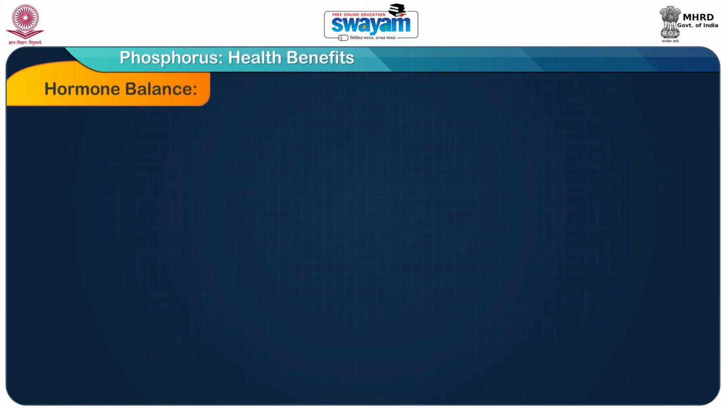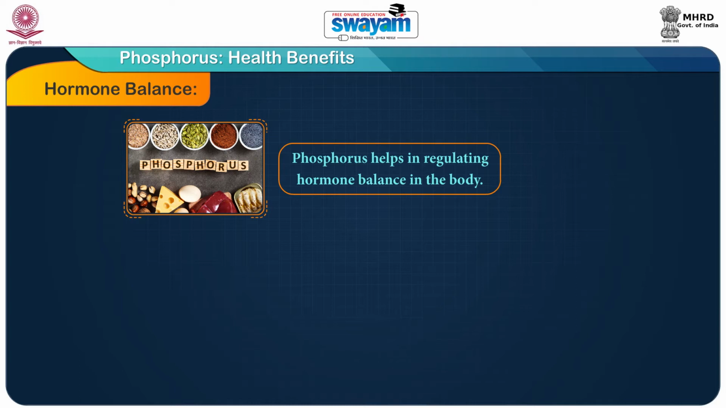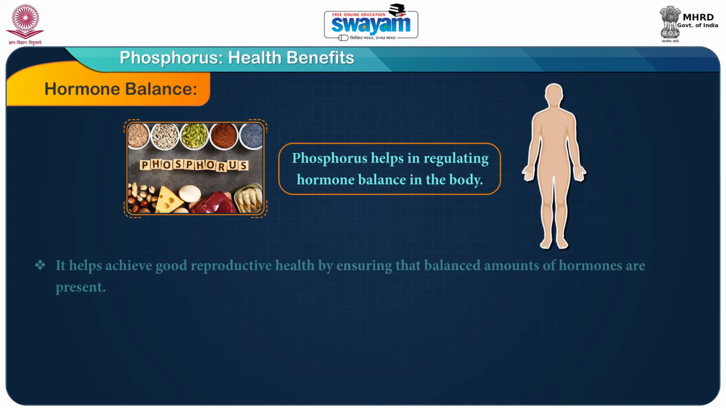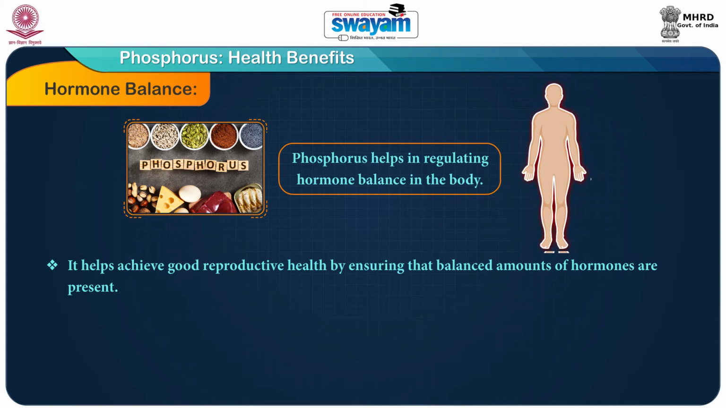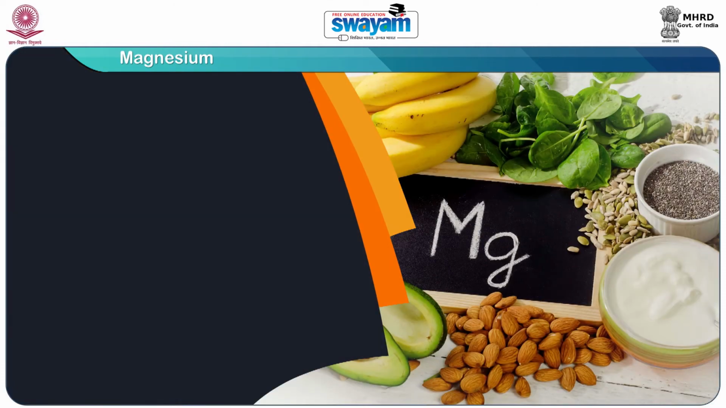Now, phosphorus and hormone balance. Phosphorus helps in regulating hormone balance in the body. It helps achieve good reproductive health by ensuring that balanced amount of hormones are present. Phosphorus also interacts with the endocrine glands and thereby it helps to control the production and release of hormones in the body. Then coming to the next major mineral, that is magnesium.